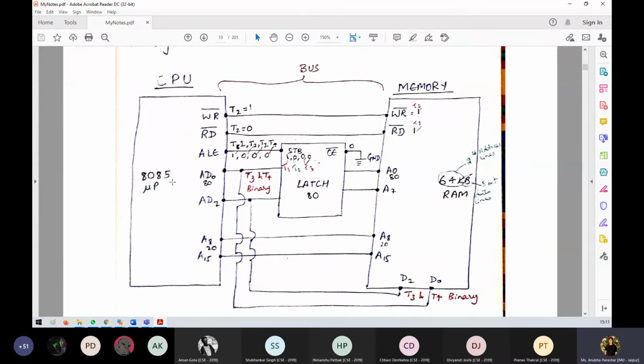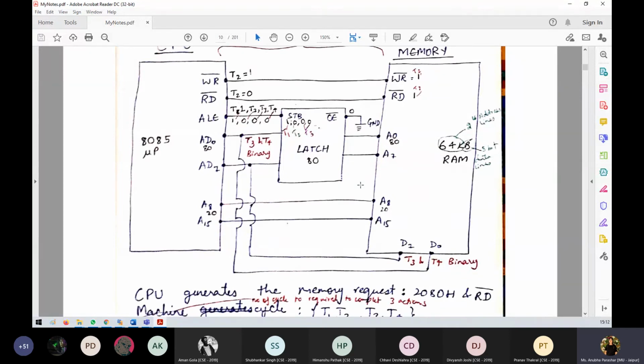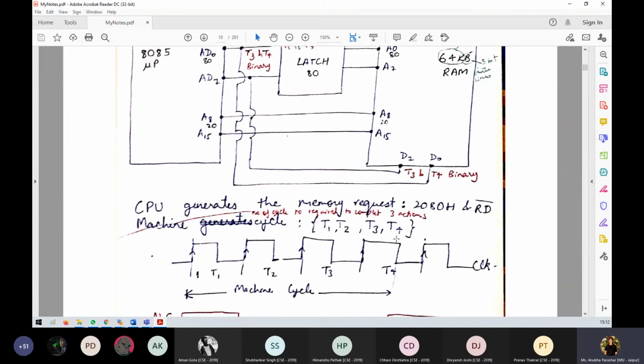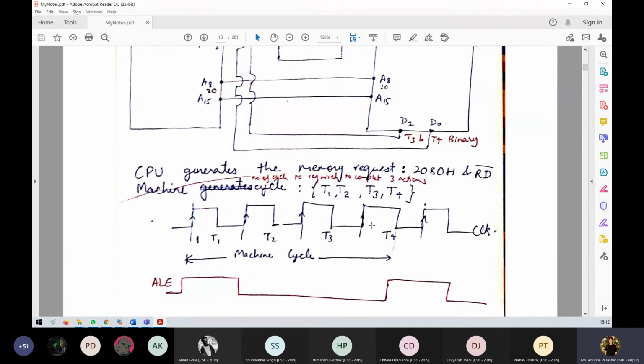For example, in 8085, the address pins are A0 to A15, that means 16 bit, and depending upon the current processor, if you see the i9, you have lots and lots of memory that needs to be addressed. You can check those. Now how to generate the memory request, this is one thing. Suppose this is the memory request 2080H, which is in hexadecimal, and we have to read it.